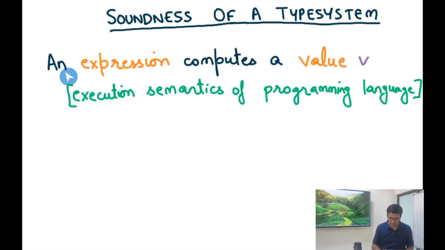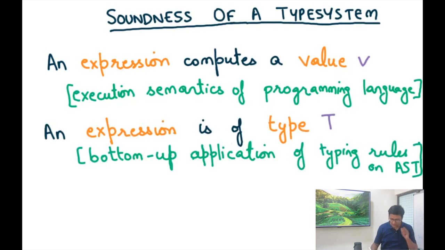That's what the execution semantics are. So at runtime, an expression may compute a value v for some existing values of all the leaf nodes, right? Maybe it's getting computed over and over again, but whatever it is, it will compute a value v. First time it may compute v1, second time v2, v3, whatever, right? So that's an execution behavior.